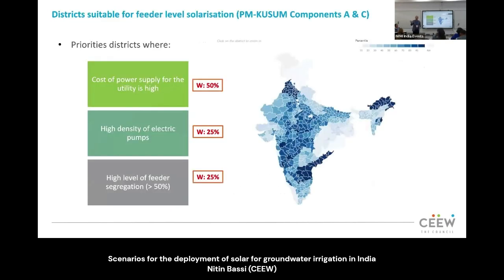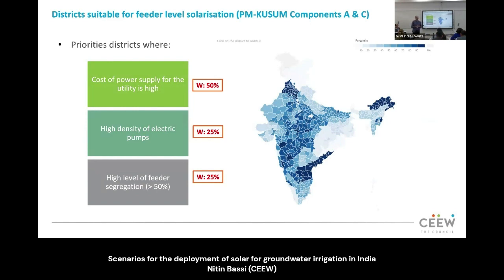I will just provide some examples. Suppose you want to know which are those districts which are suitable for component A, which is this decentralized small plant where farmers become entrepreneurs. They're installing their own solar power plant for supply. And C here is the solarization of the feeder itself.